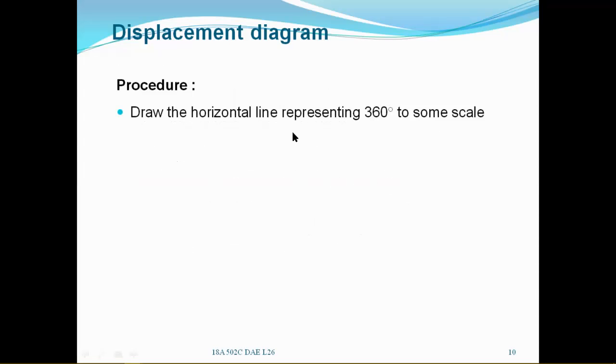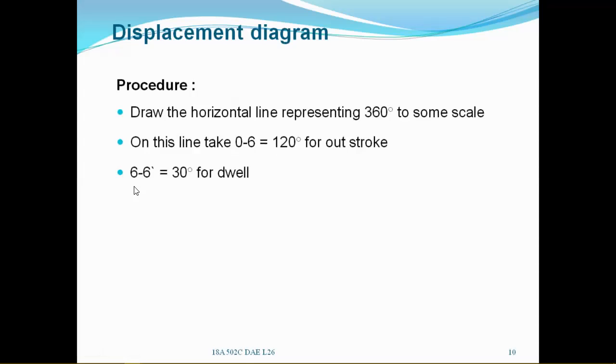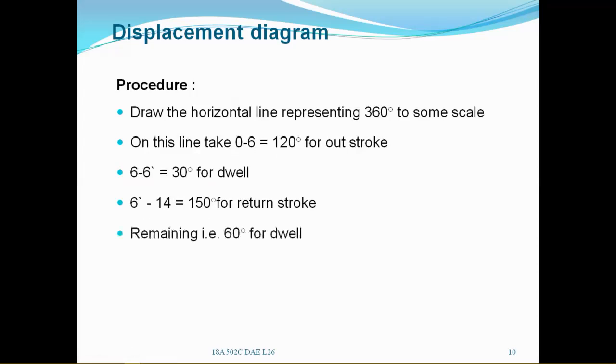Draw a horizontal line representing the 360 degrees to a suitable scale, and on this line take 0 to 6 as 120 degrees, that means 6 equal divisions for the outstroke. Then 6 to 6 dash will be the 30 degrees for the dwell period, and 6 dash to 14, that is 150 degrees for the return stroke. Actually this should be 6 dash to 0 dash, that should be 150 degrees for the return stroke, and the remaining will be the second dwell period.